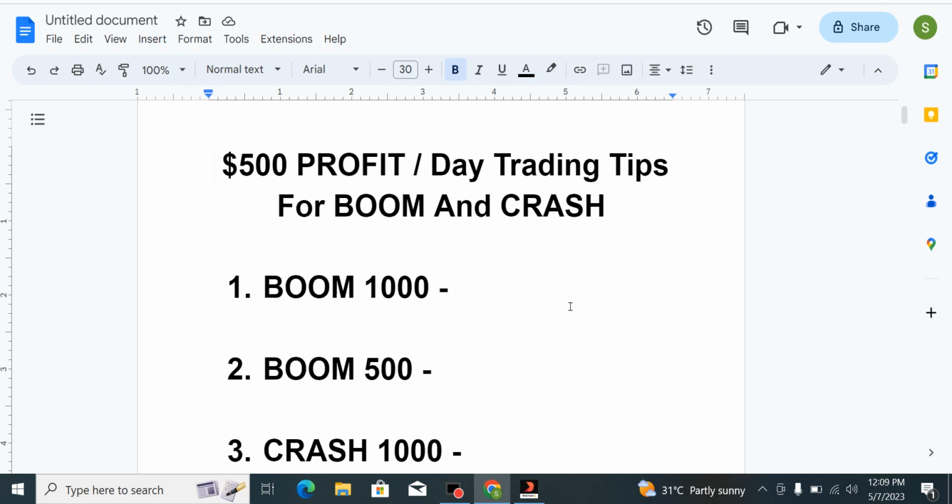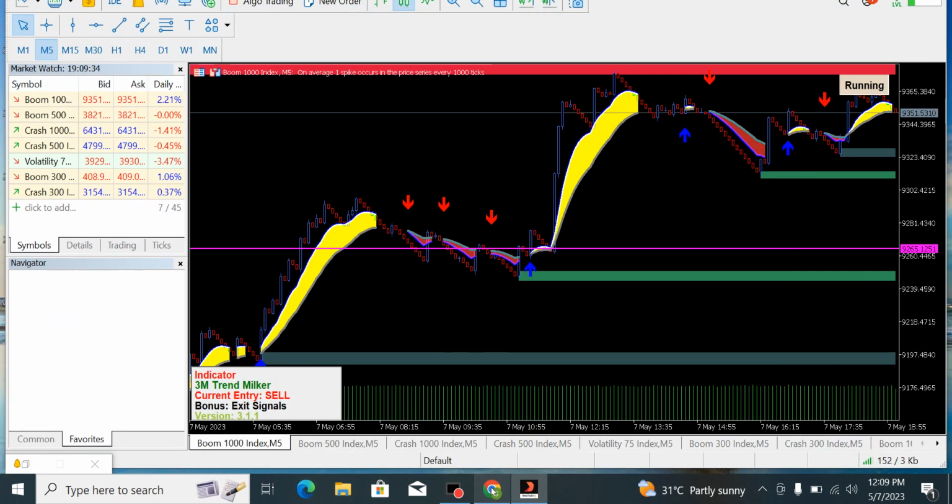As for the $500 profit per day, it all depends on your trading capital. The more your trading capital, the easier it is for you to achieve, but you can always grow your small trading capital into something big. So many people have done that. You too can also do the same thing. Okay, so we will be going straight into it right away, starting with Boom 1000.